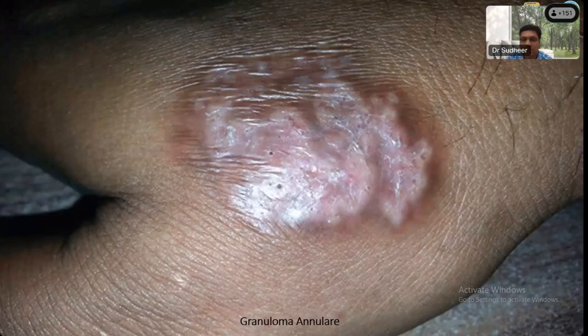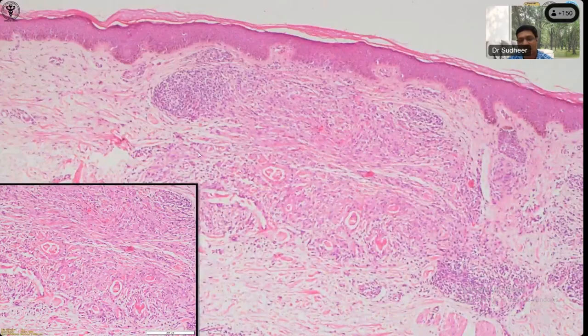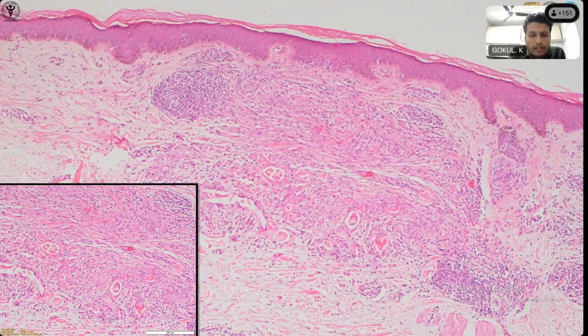And see this: this patient had a big plaque on his forearm, and there is necrobiosis in the center. A biopsy was taken. Can anyone describe this first? Any resident? Where are these granulomas located? Which structure is this? Gokul? The granulomas are located in the subcutaneous region. Yes.